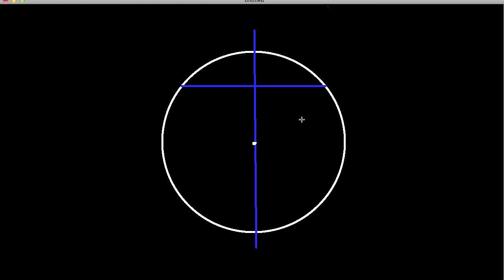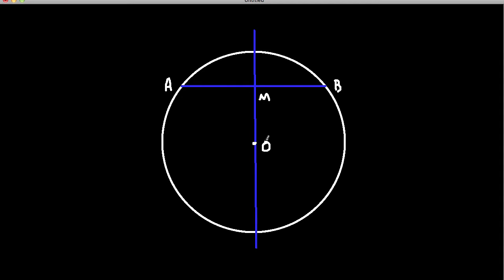Okay, I want to look at this example right here. I want to say we have a circle, and the circle has a chord in it. This is any chord. We'll call it AB. Let's say that the center of the circle is O, and the midpoint of the chord is M.